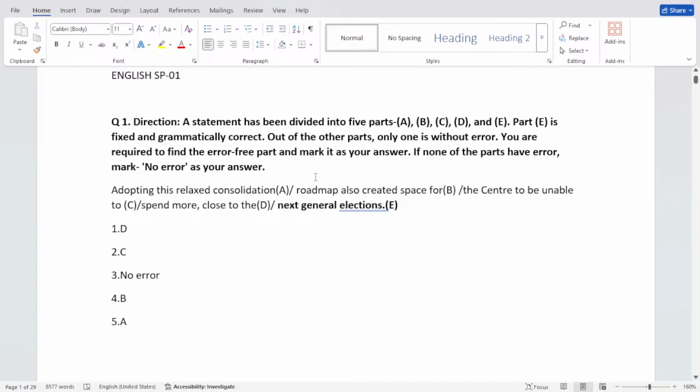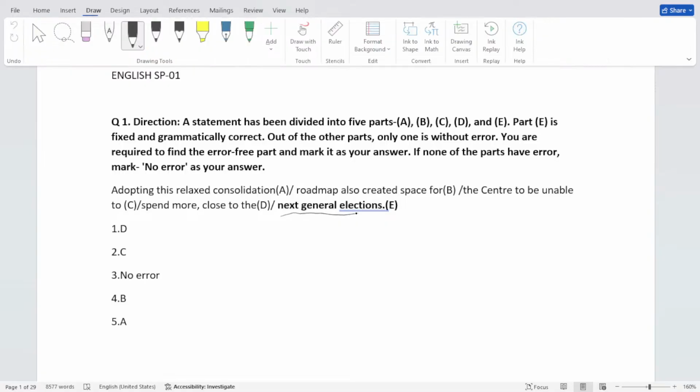So here the E part is already given without grammatical mistake. Then when it comes to A, B, C, D, we have to find out which one is correct.